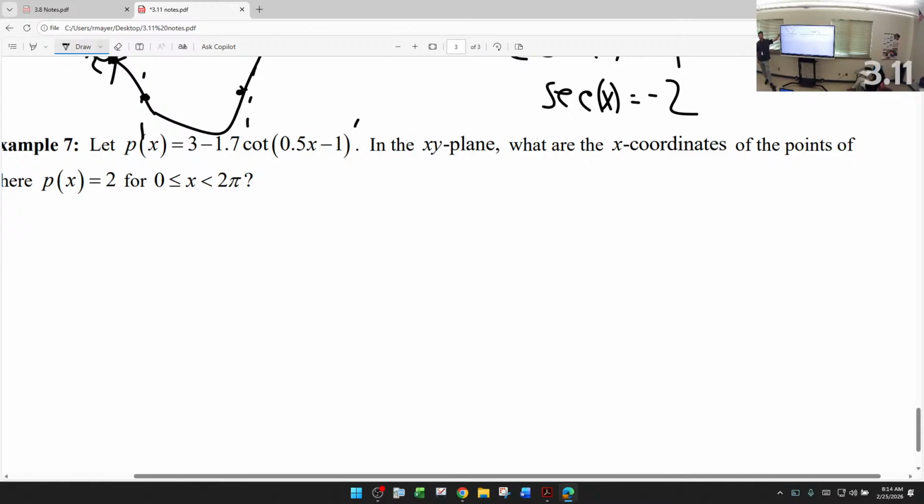Got to graph this with calculator. Highly recommend Desmos because your stupid calculators don't have a cotangent button, they don't have a cosecant button, they don't have a secant button.